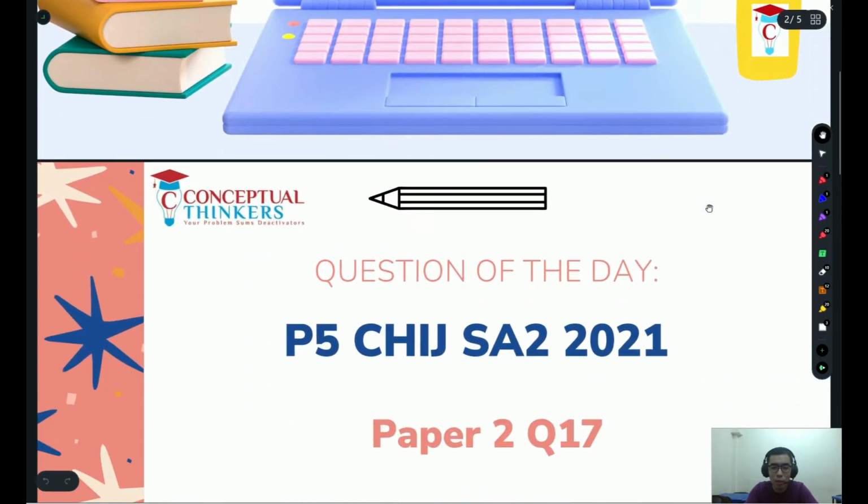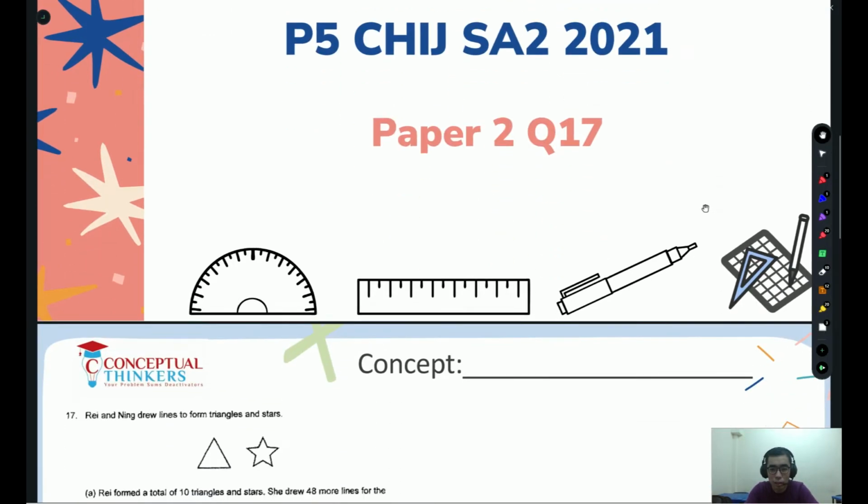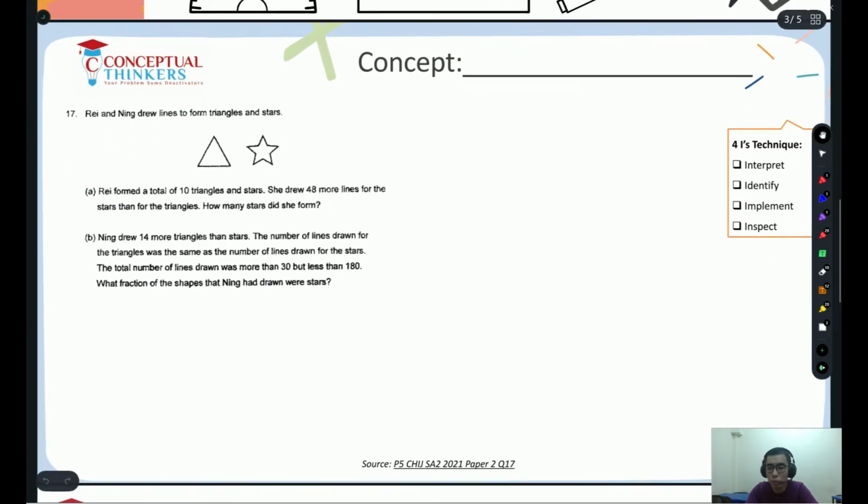So today we will be touching on a P5 paper, CHIJ SA2 2021, paper 2, question 17. Now this is an interesting question, that's why I decided to actually come out with a video to discuss this. So let us first interpret the question.